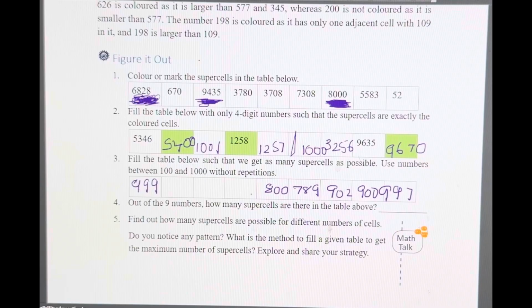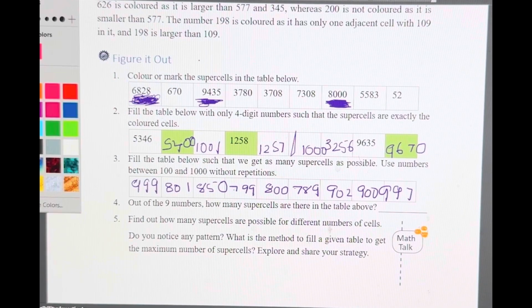And if we want this to be a supercell, here the number should be less than that. So suppose we take 799. Okay. Now you want this as a supercell. So we take, suppose, 850. And here we take any number, but it should be less than 850 because we want this as a supercell and this also as a supercell. So if we take, suppose, 801, right? So now let us see how many supercells have we got.